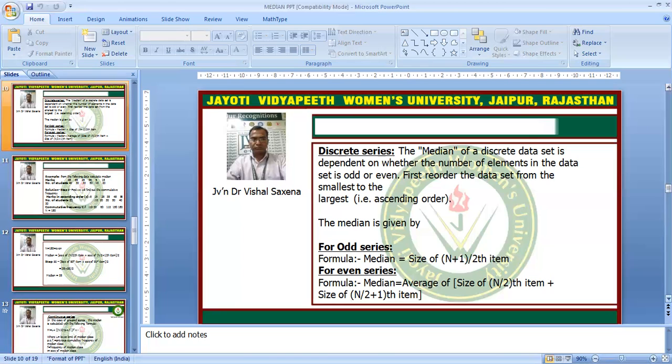For the odd series, the median is given by size of (n plus 1) upon 2th item, and for the even series, median is equal to the average of size of n upon 2th item plus size of (n upon 2 plus 1)th item. So these are the formulas to find median in case of odd series and the even series. For the odd series, the formula is given by (n plus 1) upon 2th item, where n represents the total number of data, while for the even series, the median is given by the average of size of n upon 2th item plus size of (n upon 2 plus 1)th item.